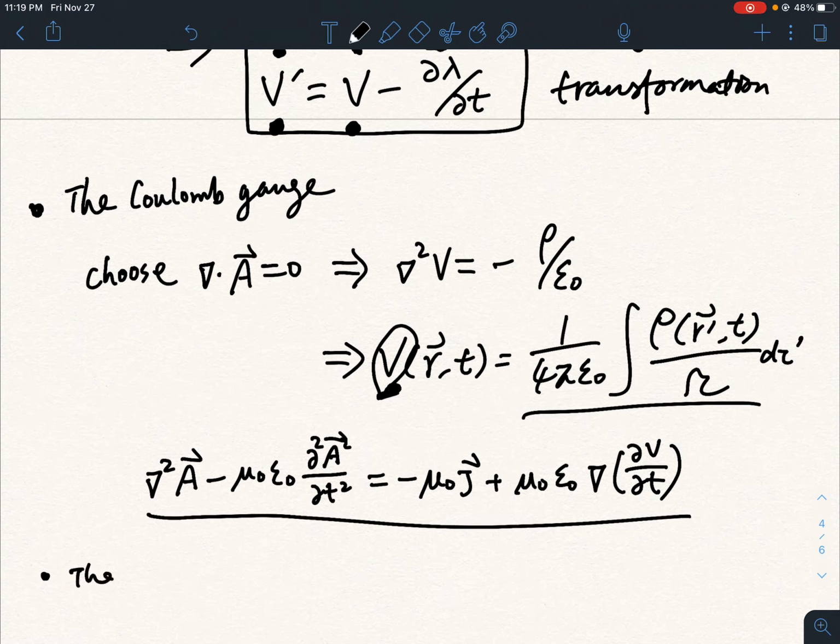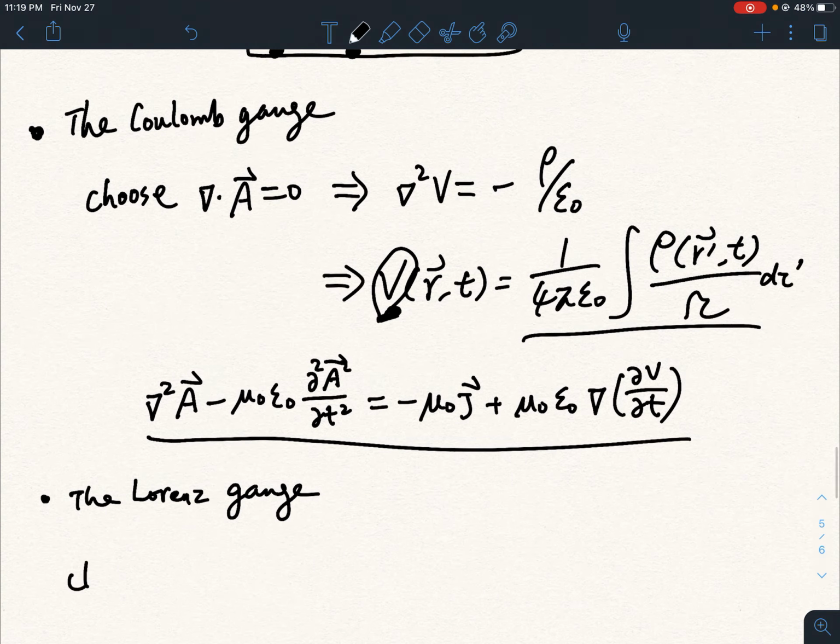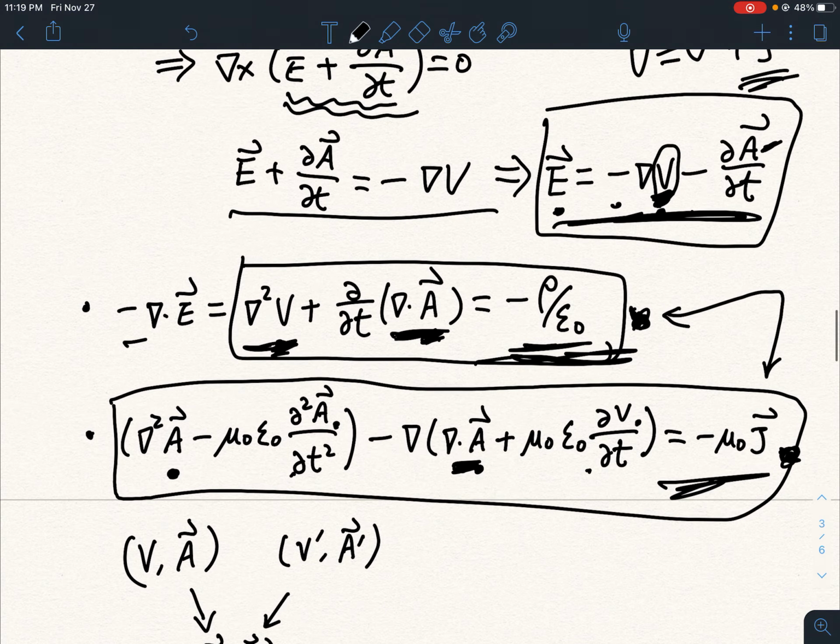Okay, so then there is another option called Lorentz gauge. Here we can choose del dot A equals minus mu 0 epsilon 0 partial V over partial t. The reason we want to choose this: you can see here is del dot A plus this. If we choose this one equal to minus of this, of course, we can get rid of this term.